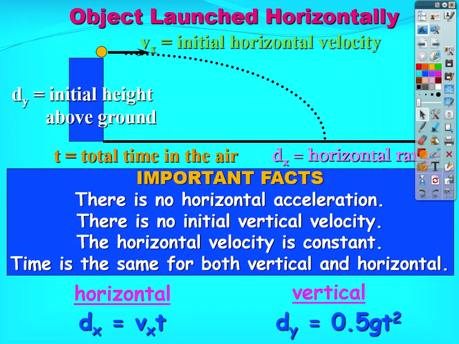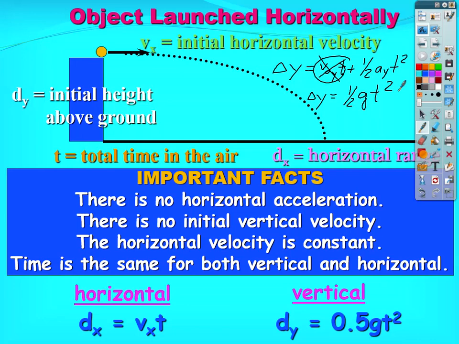The vertical displacement will equal 1/2 g t squared. Where does this come from? I'll change colors here. Delta y equals v naught y t plus 1/2 a_y t squared. V naught y is 0, so this whole first term goes away. So delta y equals 1/2 a_y t squared, where a_y is g. That's where they get the 0.5.